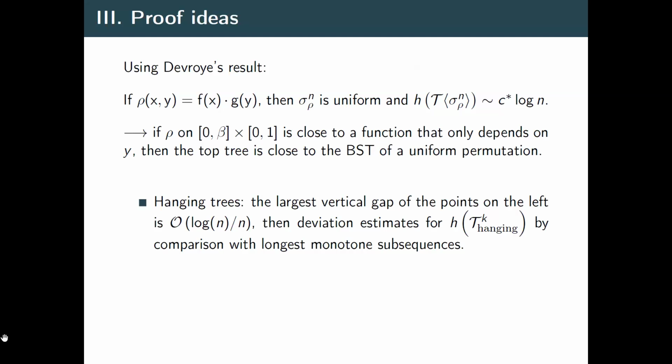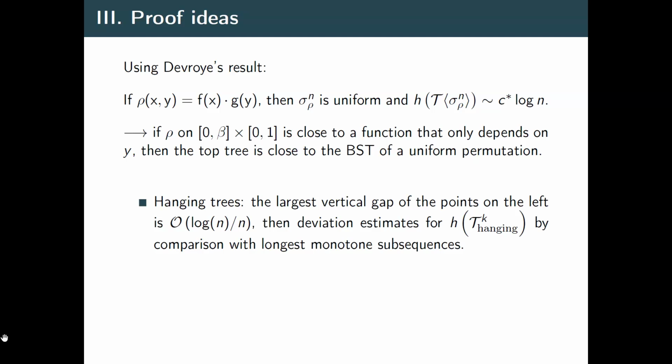So we need to understand these vertical gaps. But the thing is, you can prove that some of those vertical gaps will be of order log n divided by n. And actually not just one, but quite a lot of them will be of order log n divided by n. So the sizes of the corresponding BSTs, hanging trees, will be of order log n. And we need to show that their depth, their height, is negligible in comparison with log n.